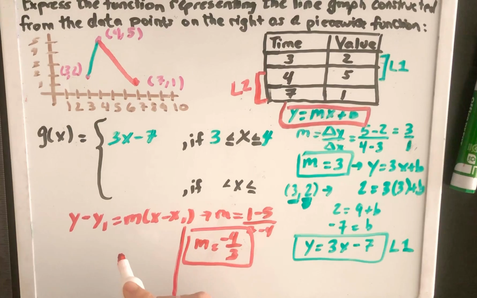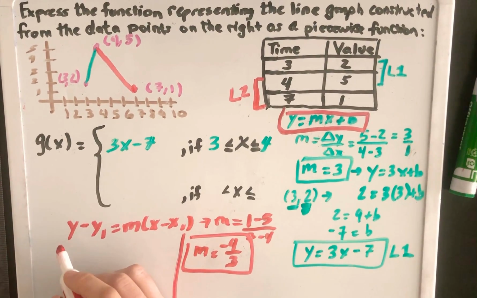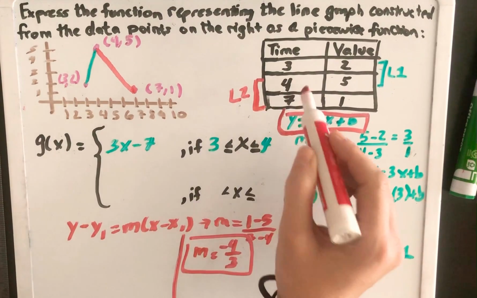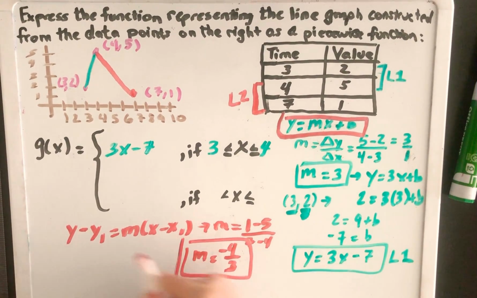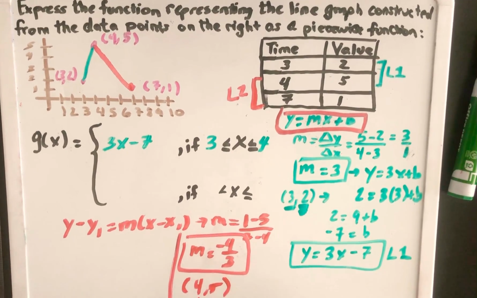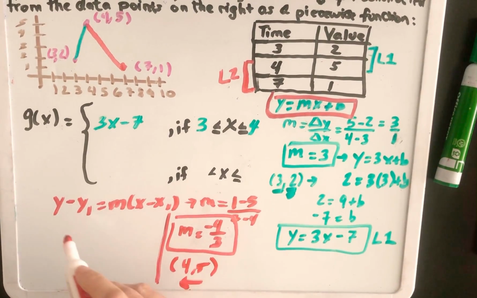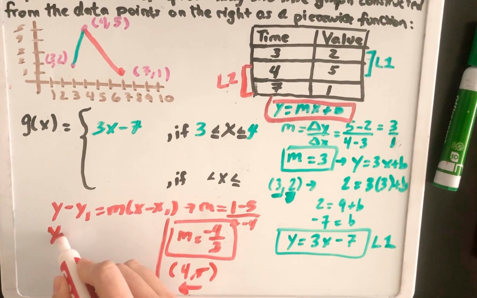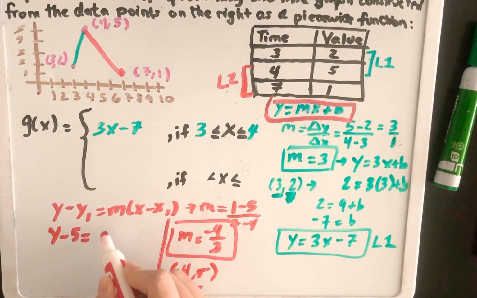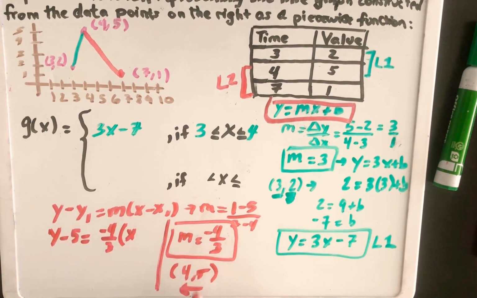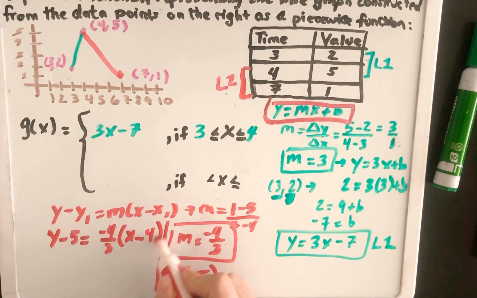Let's try it. So the formula says y minus y1. So you pick one of the points that are in question between (4, 5) and (7, 1). Let's say I pick (4, 5). If I pick (4, 5), then what does that mean? That means I'd have y minus my y value of 5, so y minus 5, equals my slope of negative 4/3, parentheses x minus my x value here for the point, which is 4.